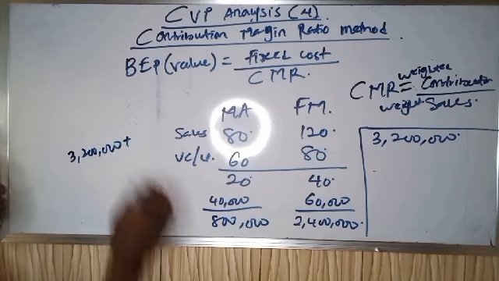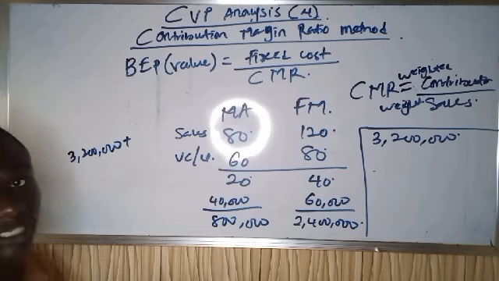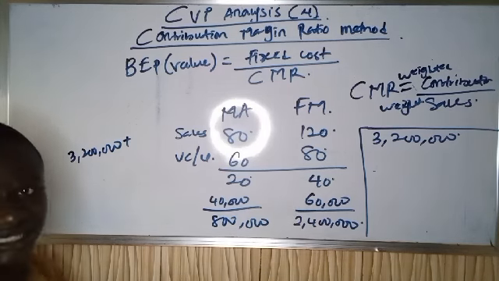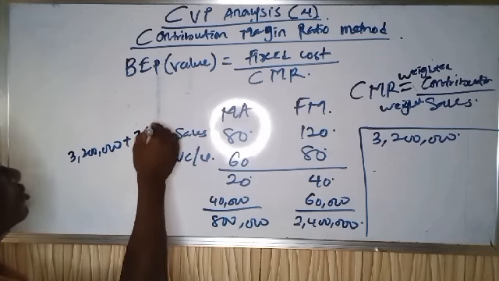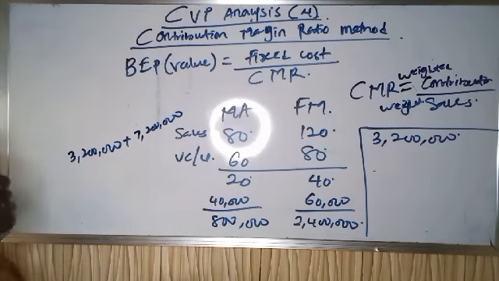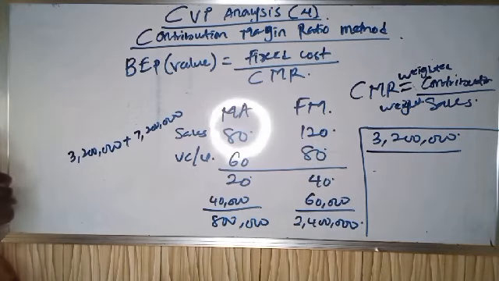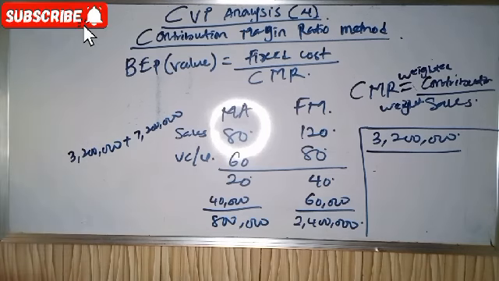Plus now for FM, unit price is 120. So 120 multiplied by 60,000 units, the sales mix that we have been given. That will be 7,200,000. So if I add 7,200,000 plus 3,200,000, I'm going to be getting 10,400,000.